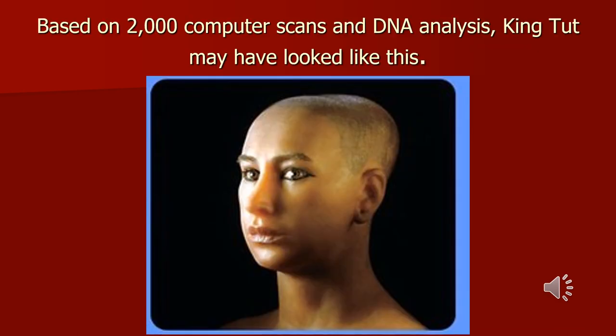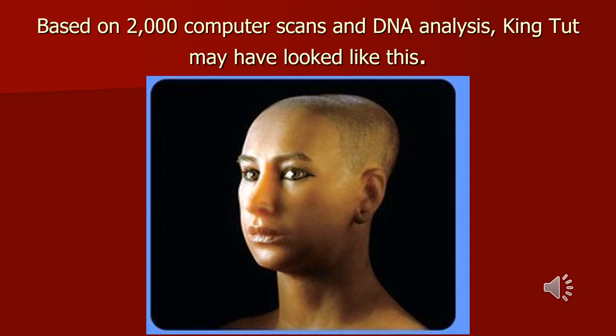Through DNA analysis, it's thought that he might have looked something like this. So he was thought to be about 5'11" tall, walked with a cane because he had some scoliosis and a club foot. He had a slightly cleft palate.